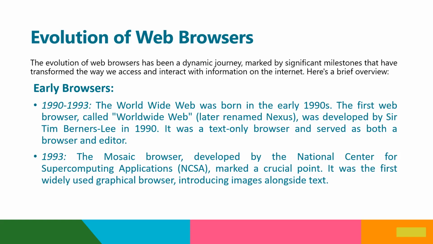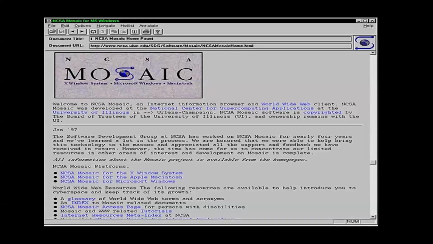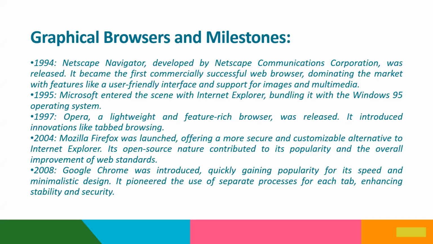Then in 1993, the Mosaic browser came. It was developed under NCSA, and it marked a crucial point, as it introduced the graphical browser. It had graphics in it and introduced images alongside text. This is the image of Mosaic. This gave a base for the next new browsers, which would be graphical browsers.